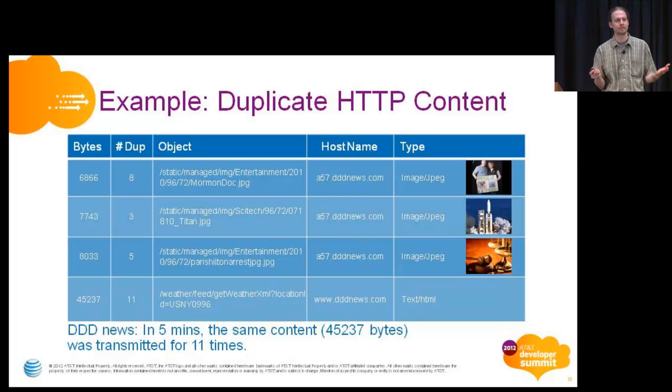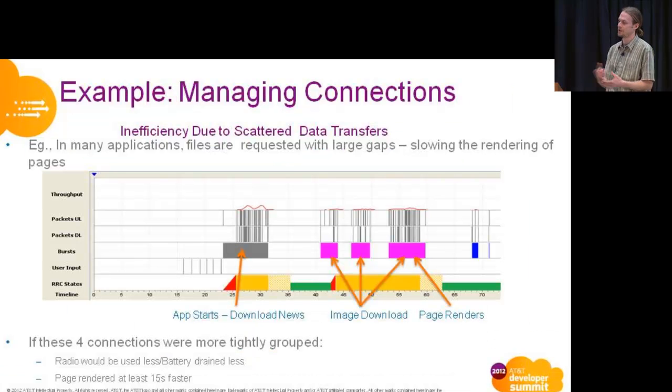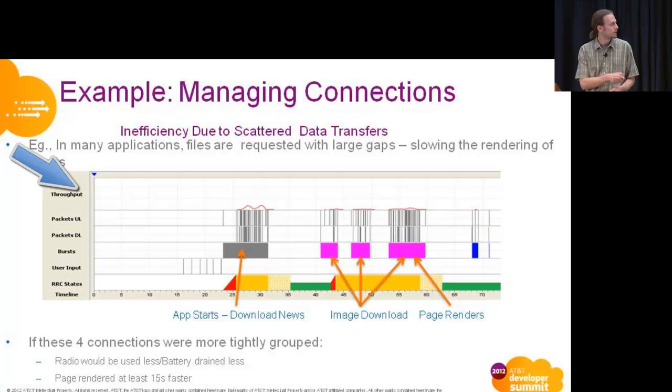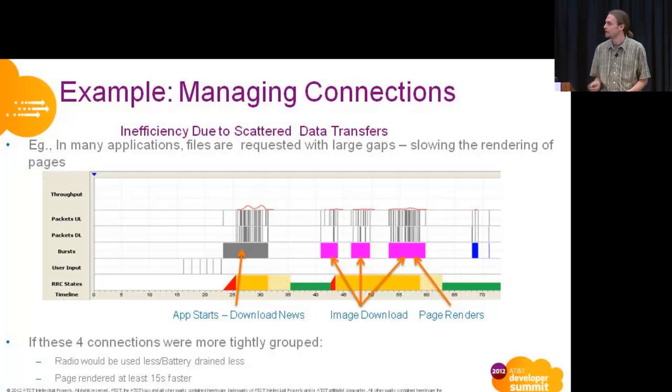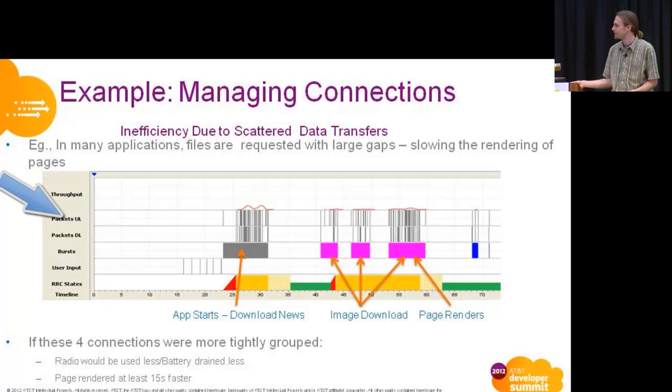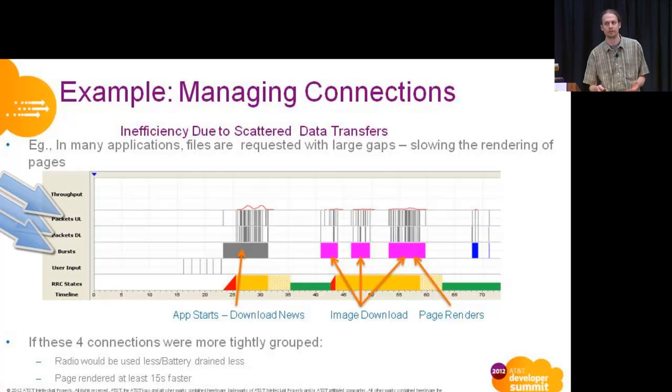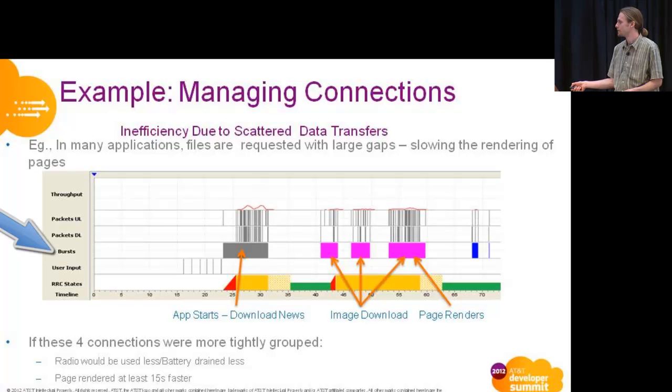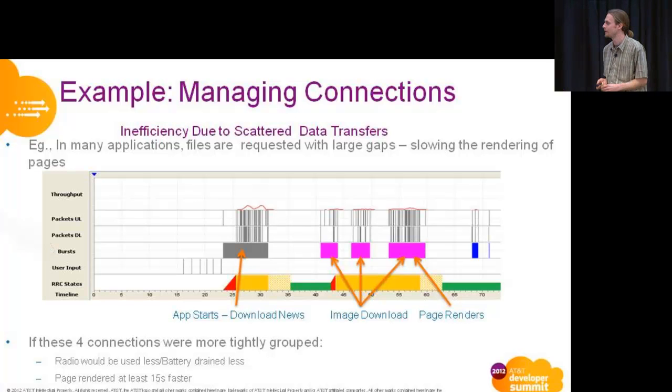Another example is managing the connections. This is another news application. This is a view from our ARO tool. What you see here in the top row is the throughput. I'll laser over there as well. It's showing how much data is coming through. The next line, you can't really see it, but these are the packets coming up, the packets going down. We're measuring network traces here. We group the bursts into different colors. The way I think of this is looking at the forest instead of looking at the trees. It just helps us mentally look around the issues.